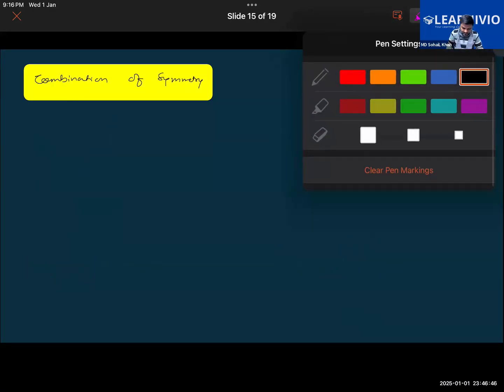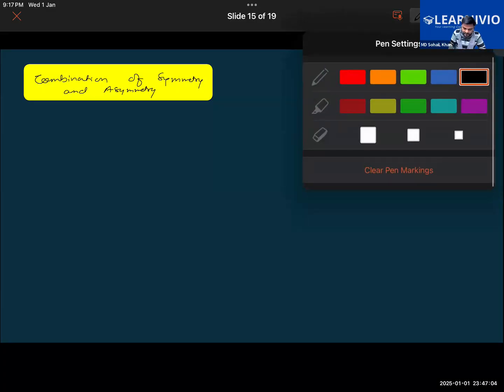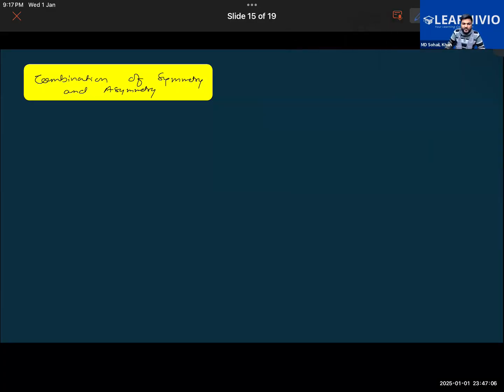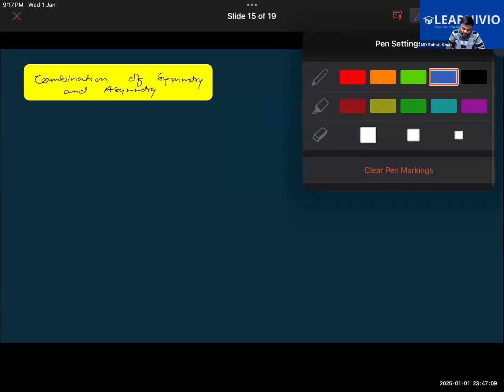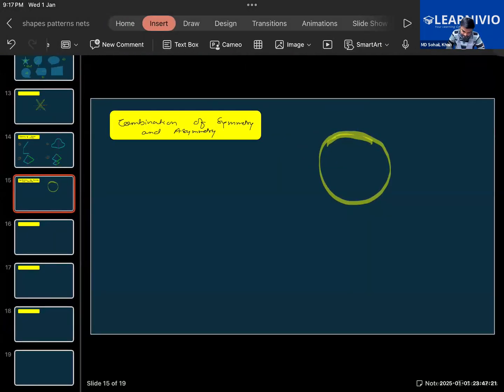Okay. Next, we have this topic: what if we were to see the combination of symmetry and asymmetry. So the topic is combination of symmetry and asymmetry. Write down this topic. Meanwhile, you will be writing, I'll be drawing some figures. Say for example, I'll be taking this diagram over here. One minute.